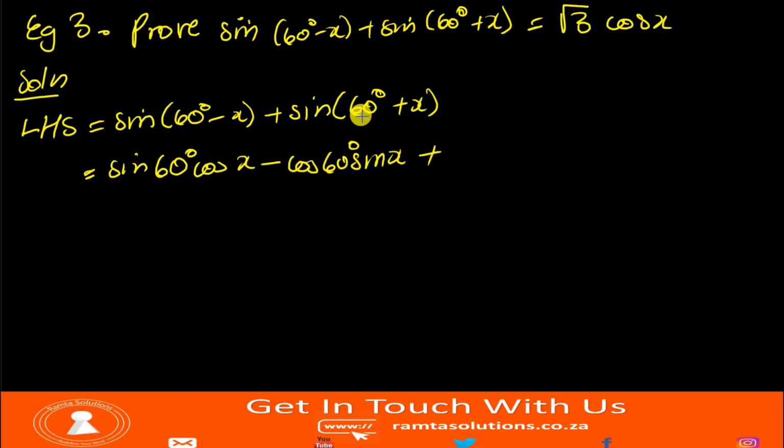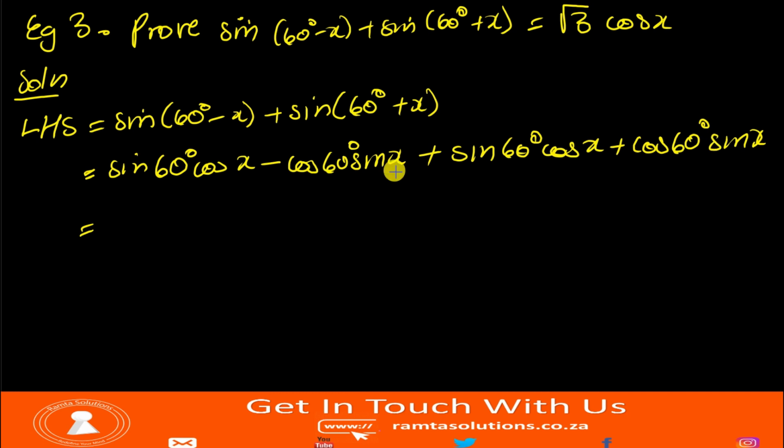Plus sine 60 plus x. It'll be sine 60 degrees cos x. It's a plus, so it will also be a plus cos 60 degrees sine x. As you can see, the cos 60s are cancelling. Can you guys see that? The cos 60s and x are cancelling.